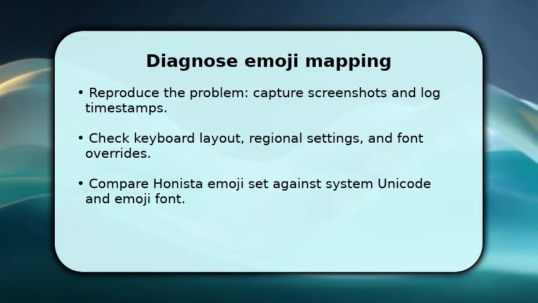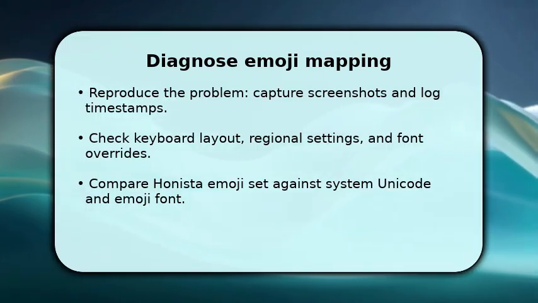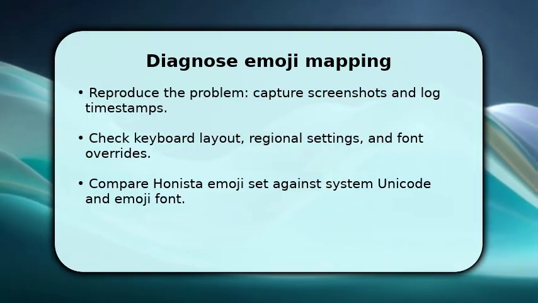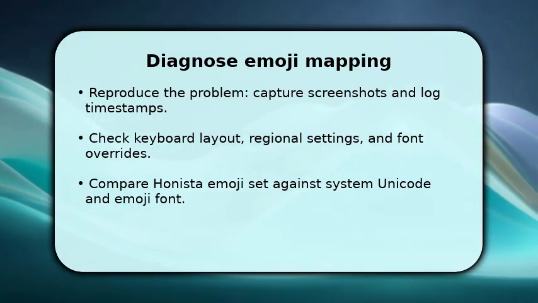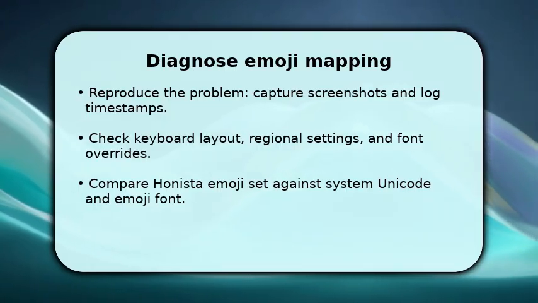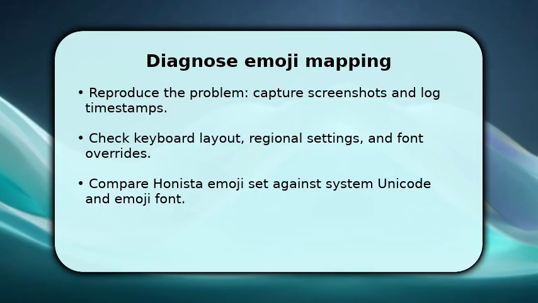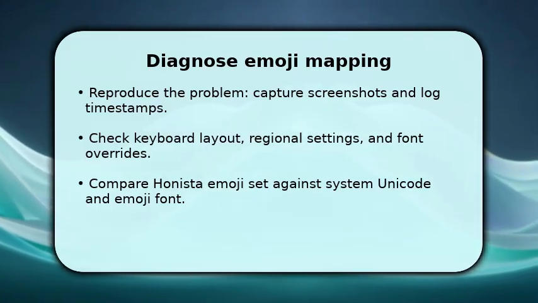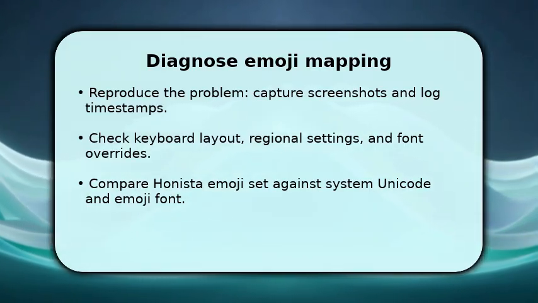Then inspect your keyboard layout, region, and any custom fonts or font managers that override Apple Color Emoji. Those often break glyph fallback. Once done, compare the Honista pack or its internal asset names against system Unicode code points. Mismatched names or a missing glyph in the app bundle explains most failures.